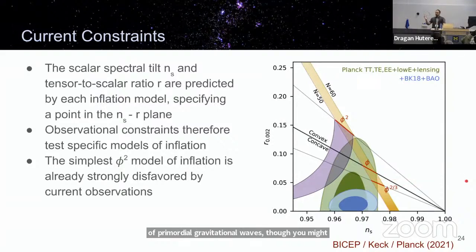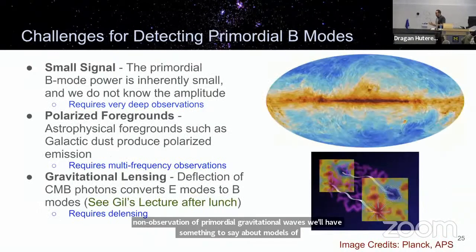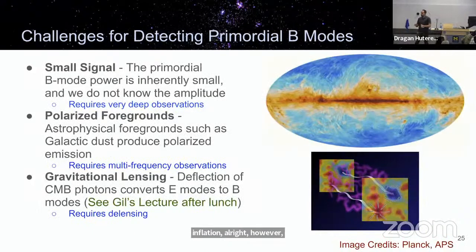Now, there's a whole host of other models that you can write down. Any of those models will plot a point on this plane, and our constraints that we already have from the scalar spectra and from the non-observation of primordial gravitational waves will have something to say about models of inflation. All right. However, I've made a big point that the primordial gravitational wave spectrum is really a key to understanding inflation, really a key to understanding and nailing down the fact that inflation did take place in our past.